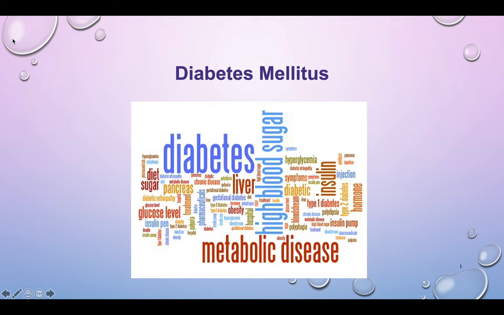Diabetes mellitus. Glucose regulation is the process of maintaining optimal blood glucose levels. Diabetes mellitus, or DM, once known as sugar diabetes, is a very common chronic endocrine disorder of impaired glucose regulation that affects the function of all cells and tissues.